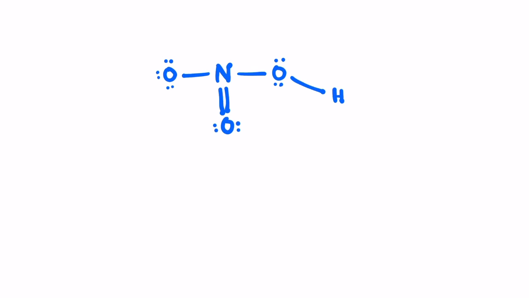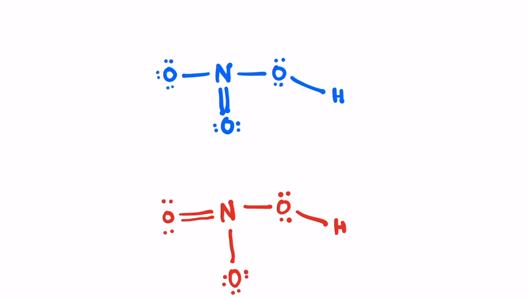Let's draw another structure. This one's kind of almost identical to that other one there, but here we'll put the double bond over on this side. And we'll put the single bond down here. Put an oxygen there, hydrogen here. Put in the lone pairs. Here we'll see that, again, we have 24 valence electrons.